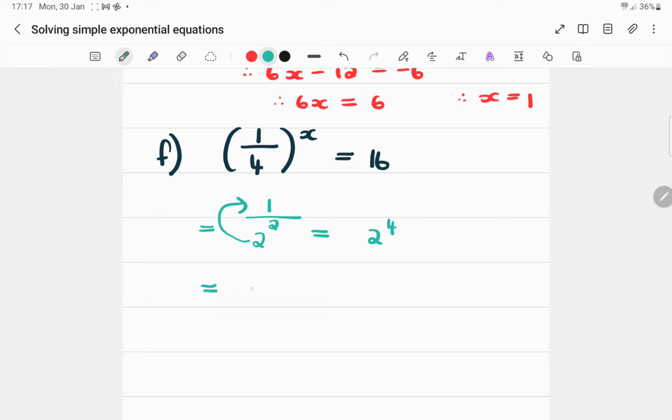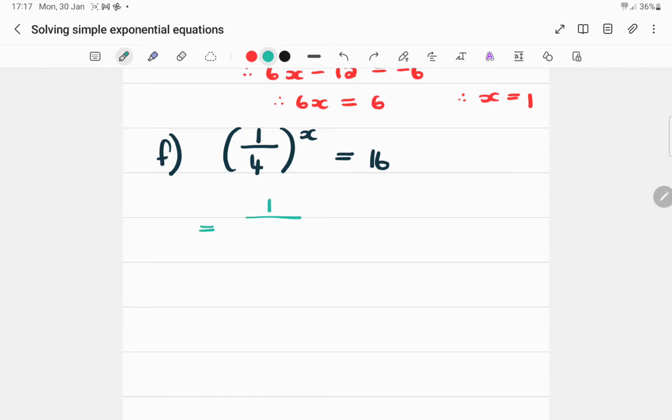I'm going to take it upstairs. But if I take it upstairs, sorry, I mustn't write an equal sign. If I take it upstairs, it's going to be 2 to the power negative 2 is equal to 2 to the power... No, sorry. I'm going to restart this sum. I made an oopsie doopsie.